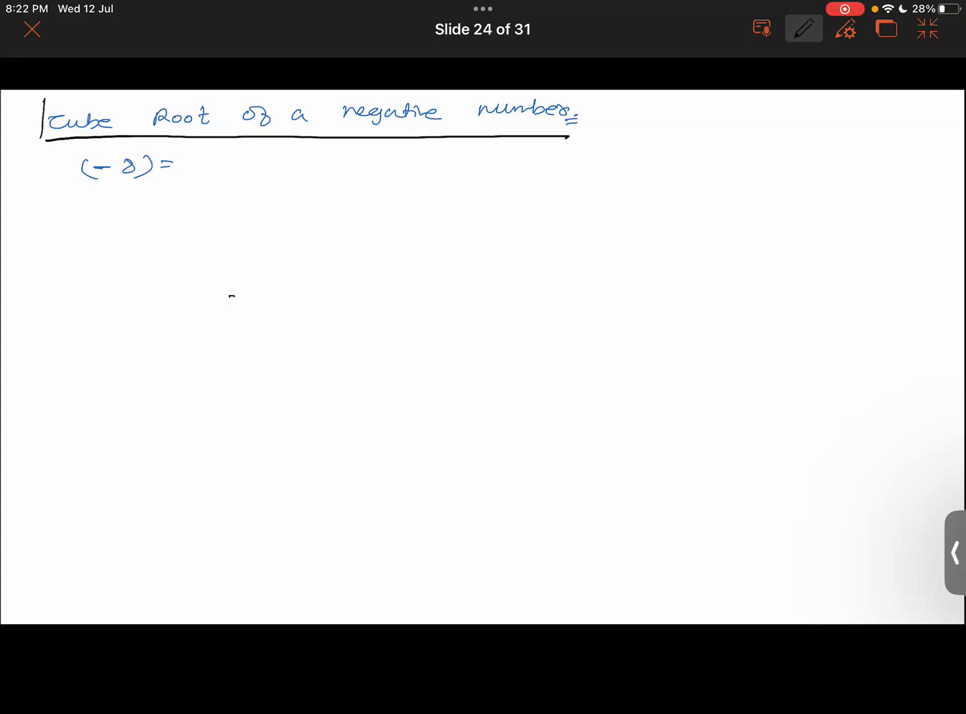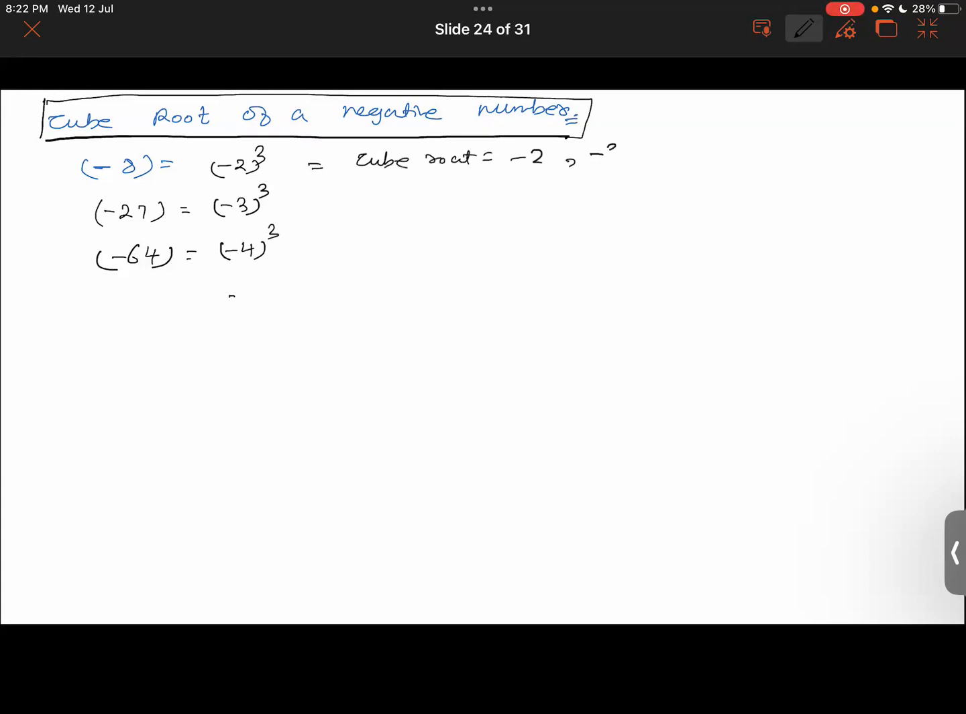So let's talk about the cube root of a negative number. For example, we have -8, -27, -64. So how do we represent its cube root? It's -2 cubed, -3 cubed, -4 cubed. So the cube root is -2 or -3 or -4 here. Okay, so that is pretty simple here.